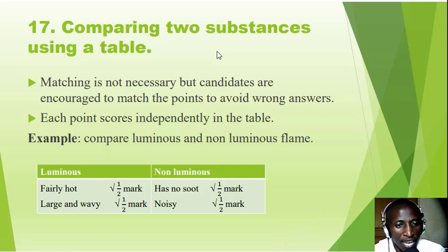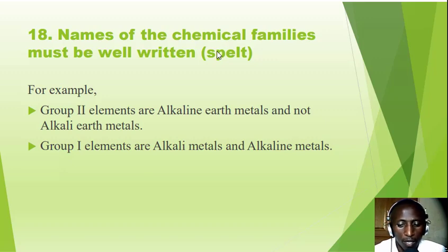Number 18. Names of the chemical families must be well written, or rather well spelled out. Take for example, when students are asked about the group 2 elements, the likes of magnesium, they are supposed to say they are in the chemical family alkaline earth metals. Sometimes students make a mistake and write alkali earth metals, and that is wrong. It should be alkaline earth metals. For group 1 elements, we say they belong to the family of alkali metals, and not alkaline metals. We do not have alkaline metals. It is alkali metals. We give group 2 elements as the alkaline earth metals, and that spelling of alkaline should be very clear.